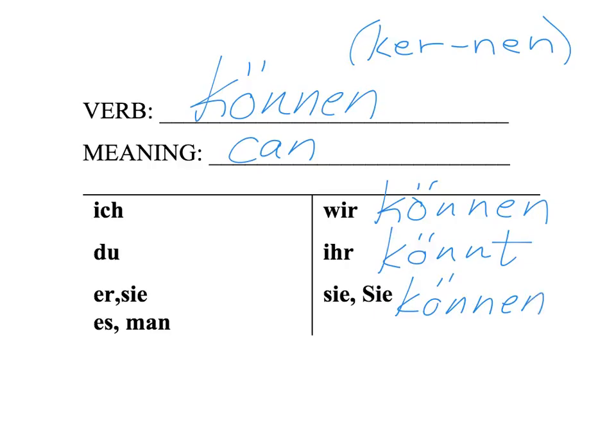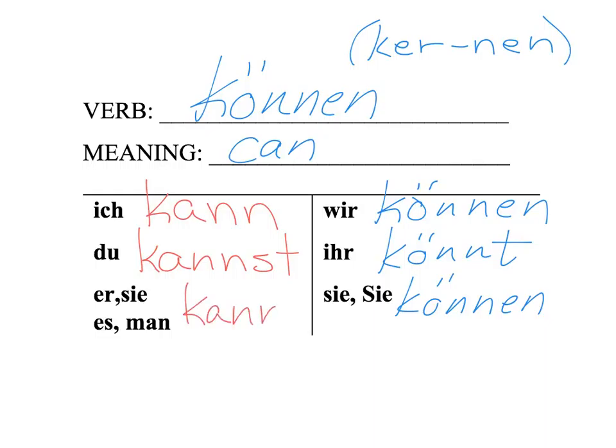Left side is goofy, but people usually remember this side better than they do the other side. So kann. Like Genghis Khan. Okay. So everybody try that. Ich kann. Okay. And it looks more like can, so it's easier to remember. Okay. What about du? Kannst. And er, sie, es, man? Kann. So that's the pronunciation of that one. Kann.